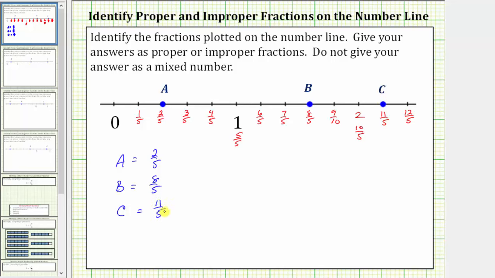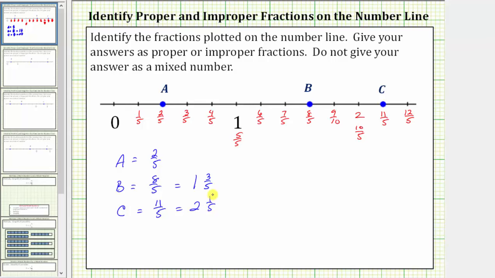So these are the three answers to the homework question, but let's also review how to express 8/5 and 11/5 as mixed numbers. For 8/5, if we begin at 1 and then count by 1/5, we have 1, 1 and 1/5, 1 and 2/5, 1 and 3/5. 8/5 equals 1 and 3/5. And for 11/5, if we start at 2 and count by 1/5, we have 2 and then 2 and 1/5. 11/5 equals 2 and 1/5.